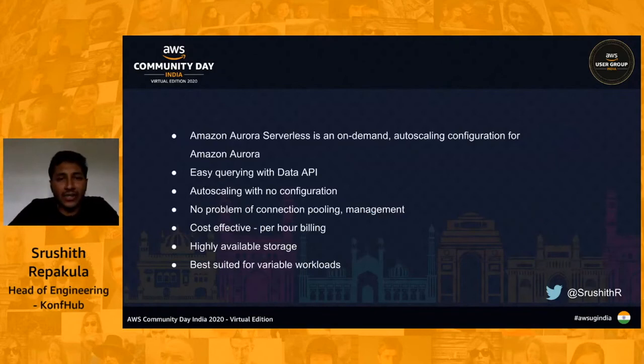So Amazon Aurora Serverless is an on-demand auto-scaling configuration, as I told, with easy querying with data API. We don't necessarily have to connect to the database. We can use the data API to run SQL commands, and that connects to the database. Auto-scaling with no configuration, as I told you, no problem of connection pooling or management. It's very cost-effective because it's going to be per hour billing, and that per hour also is based on the number of ACUs, Aurora capacity units, that we are consuming. So it is going to be cost-effective based on the load that is happening, with highly available storage, and this is best suited for variable workloads. Like any serverless application, if you have a very unpredictable or variable workload, then this is the best.